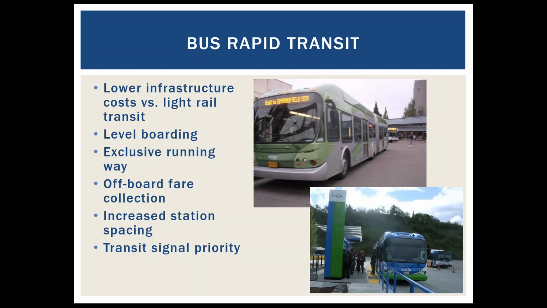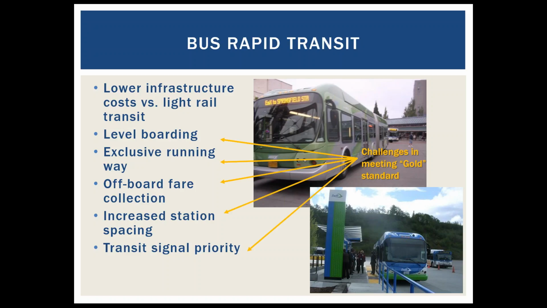And then BRT also has increased station spacing, which means that it operates faster. And then there's sometimes transit signal priority, which is applied to BRT, which is just a signal system that extends or advances the green signal for transit as the bus approaches the intersection. And again, the goal of that is to improve the travel speed of the transit system.